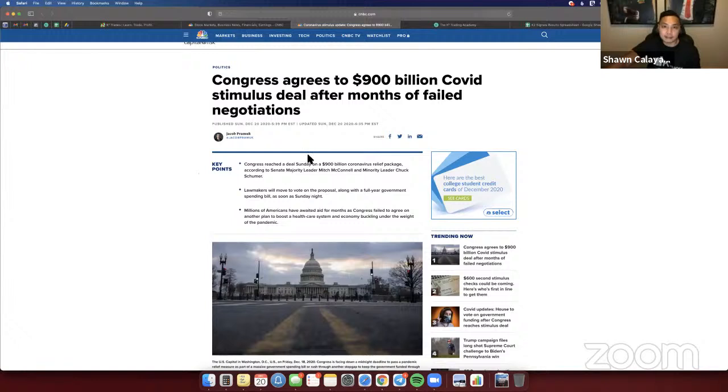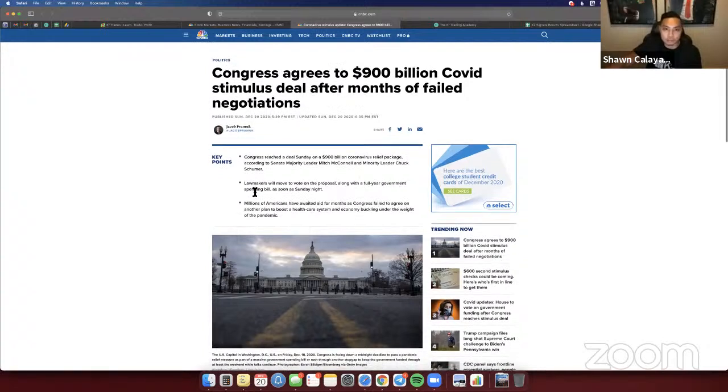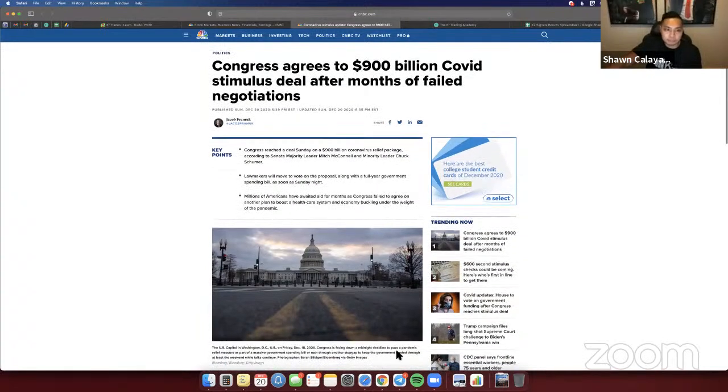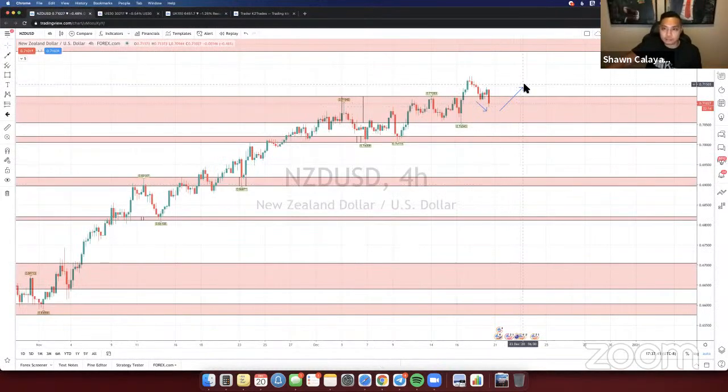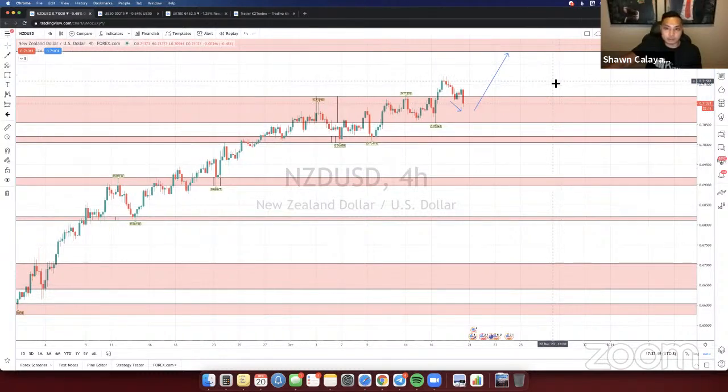as soon as that stimulus bill is passed. So once they vote on this and it passes, which is going to have to pass eventually, guys. We haven't had a stimulus bill in a long time. It's way overdue. It's going to have to pass at some point, maybe within this week. So if that happens, we could probably see this shoot right back up from there. So that's my bias for NZD USD and all the USD pairs in general.